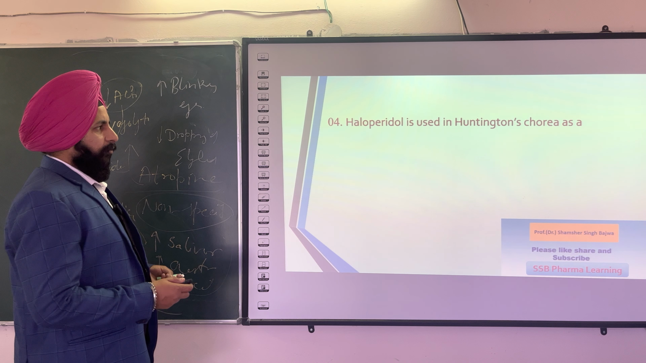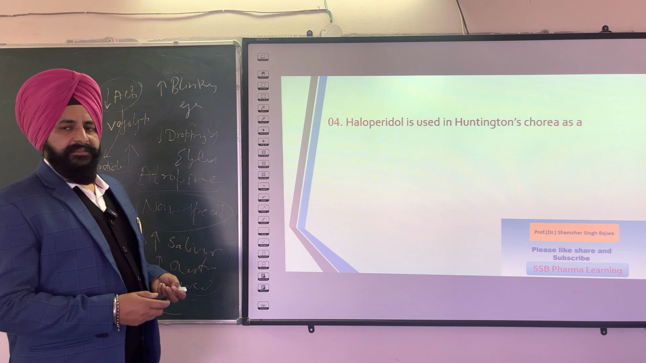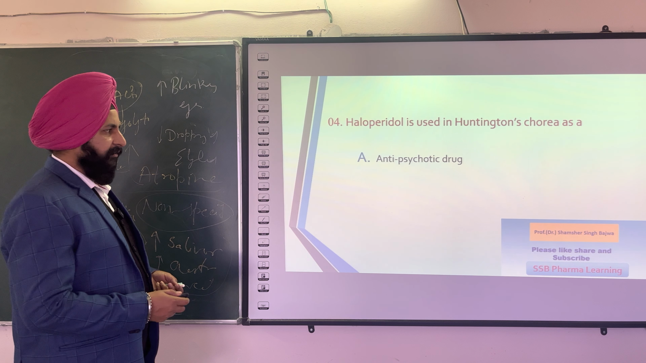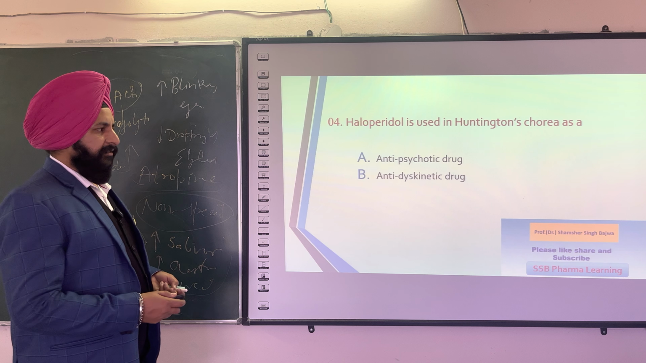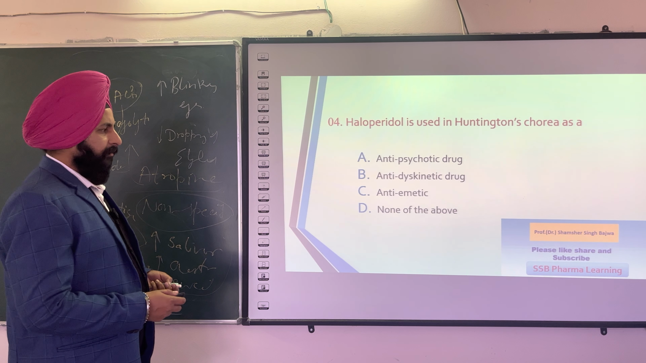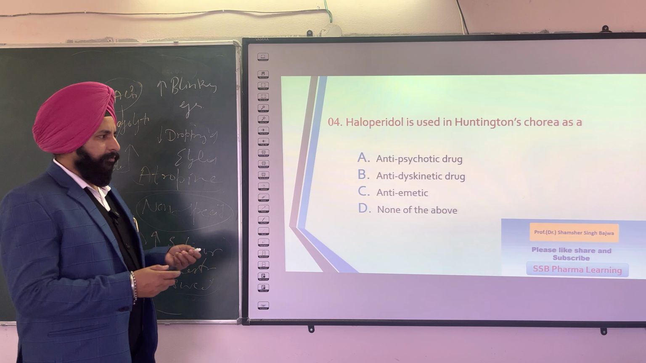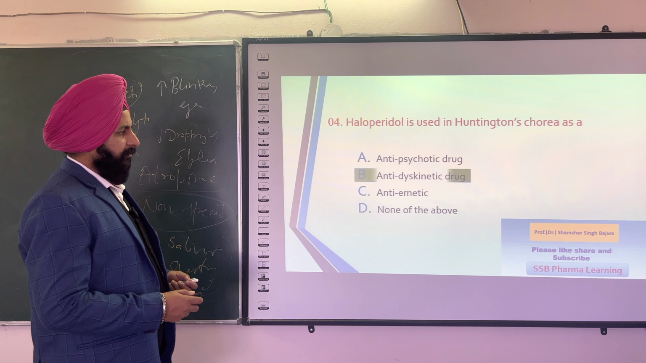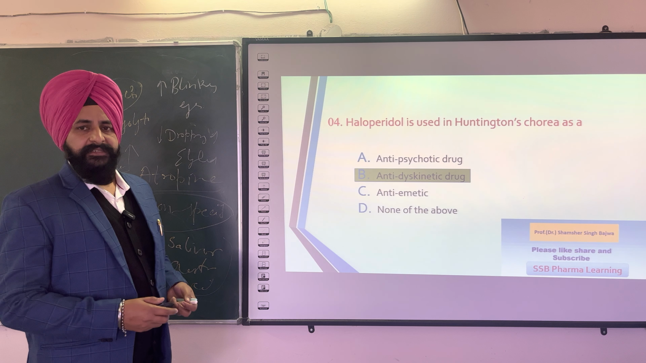Next question is, haloperidol is used in Huntington chorea as an antipsychotic agent, antidyskinetic drug, antiemetic agent, none of the above. You choose the right answer for this question. The right answer is, it is an antidyskinetic drug.